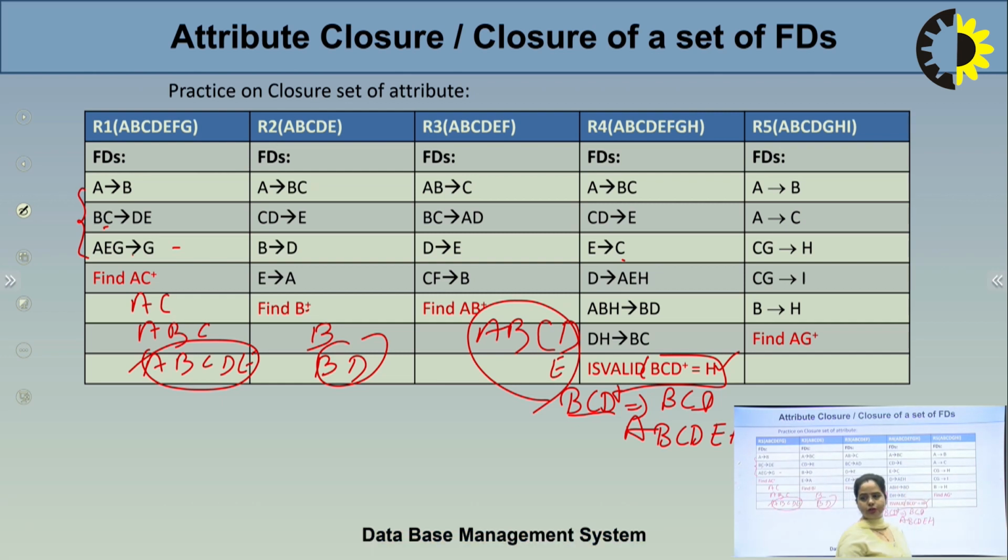Now on the next question, we have to find the closure set of AG plus. So we have AG already. With the help of A, I can find out the value of B and C. So A, B, C and G. With the help of CG, I can find out the value of H. With the help of CG, I can find out the value of I, such that we can find all the attributes with the help of AG plus. So this is the closure set of A and G.